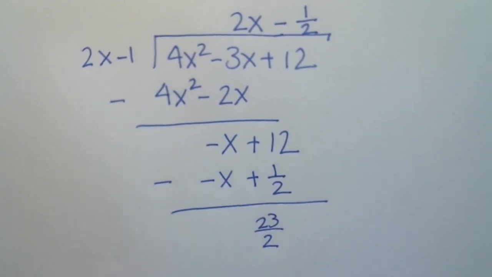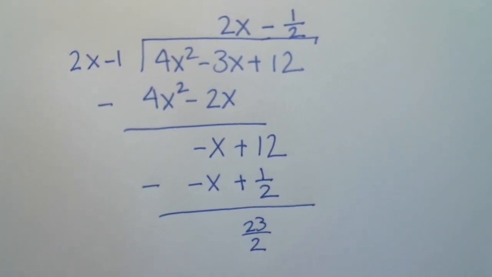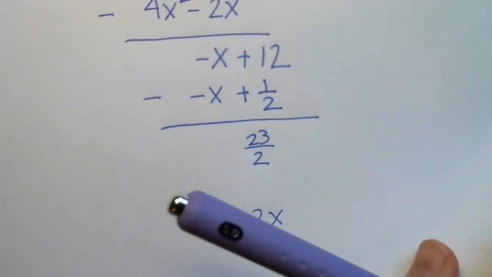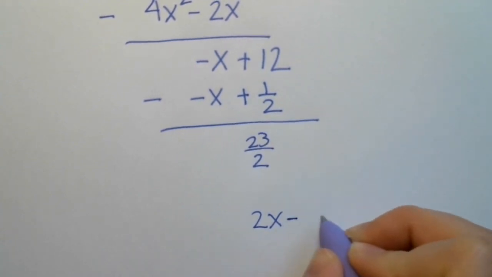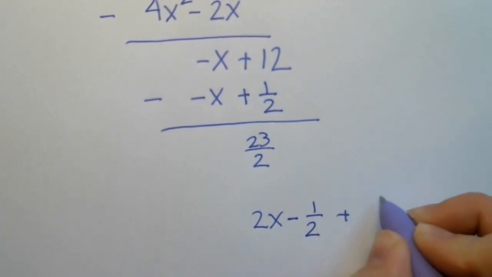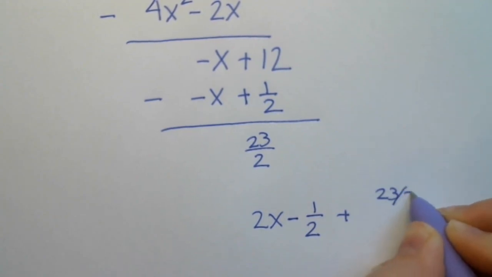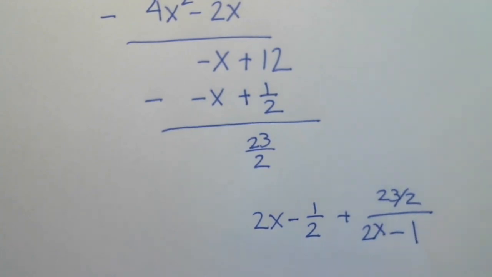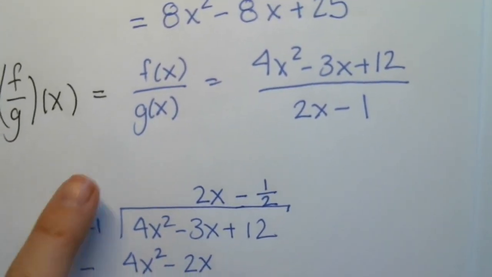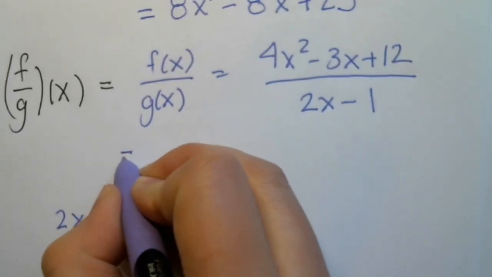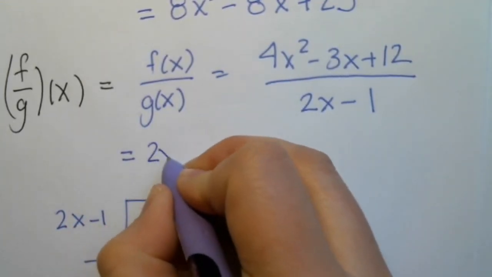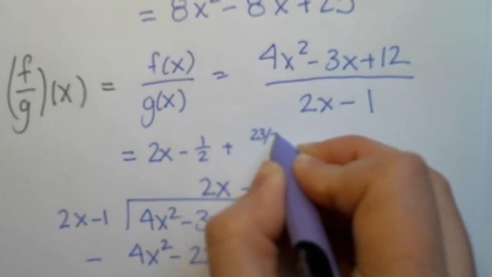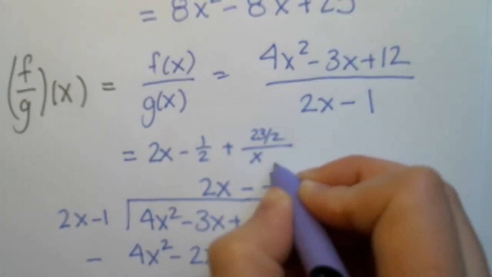Okay, so remember that your answer can be written as the quotient, so 2x minus 1/2, plus the remainder over the divisor. Okay, so I'm going to go ahead and put that here as my final answer. Okay, so my final answer would be 2x minus 1/2 plus the remainder over the divisor.